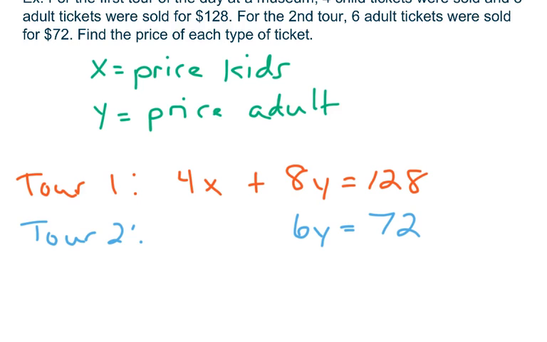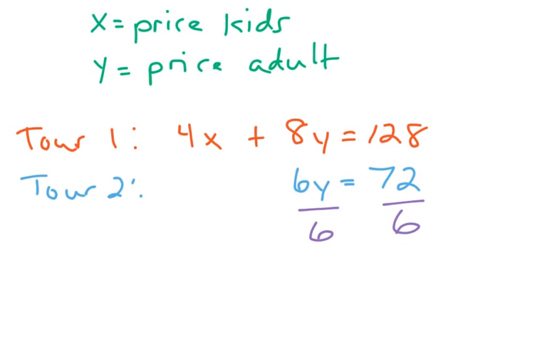The reason I don't like graphing this is because we have basically a single step equation for tour number 2. So what I see right away is that we should solve the second equation for y, because that's going to tell us the price of the adult ticket. If we divide 72 by 6, we come up with 12. So we know the price of an adult ticket is $12.